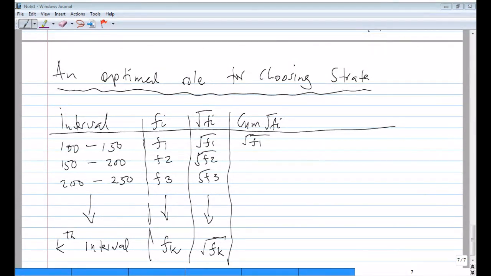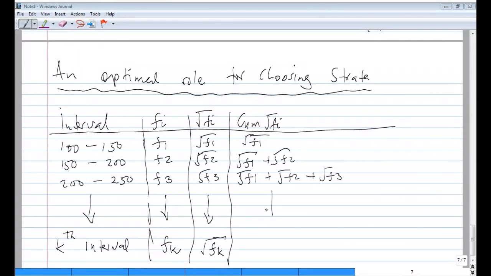You add the first one to the second one. Come again? You take the first one, you add it to the second one. So it's square root of F1 plus square root of F2. That is the cumulative frequency of interval number 2. For number 3, you do the same. You take the square root of F1, you add square root of F2, you add square root of F3. That is how you do it, isn't it?